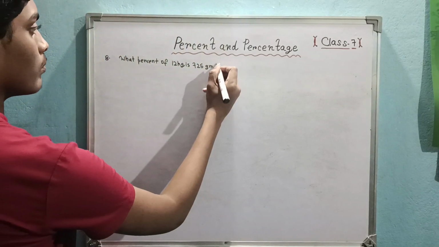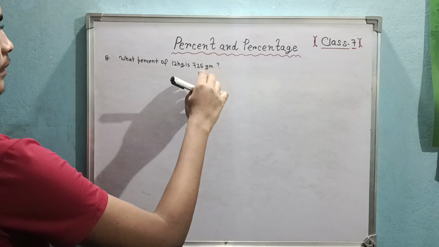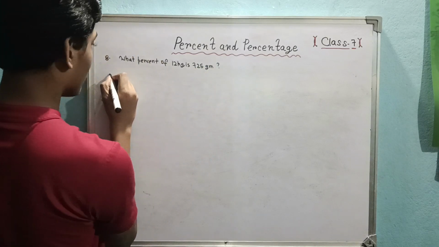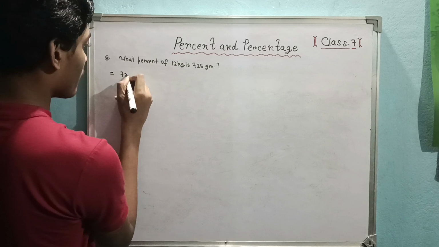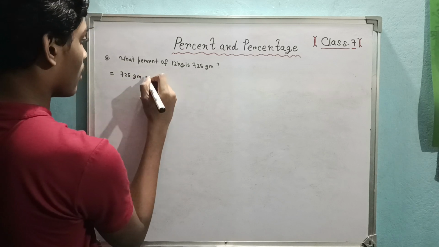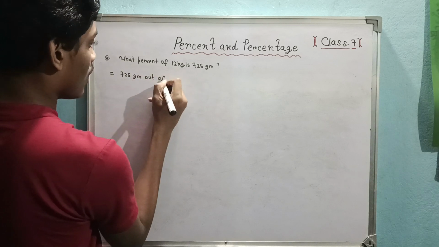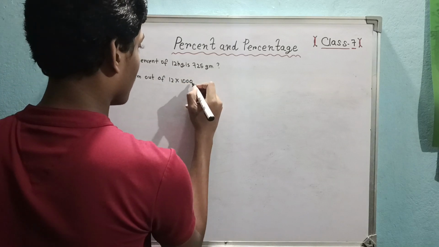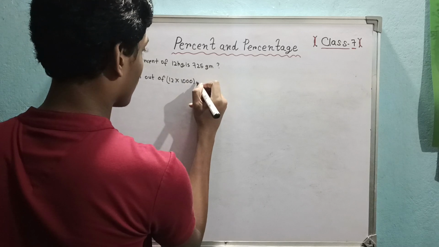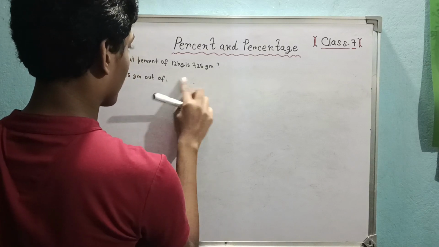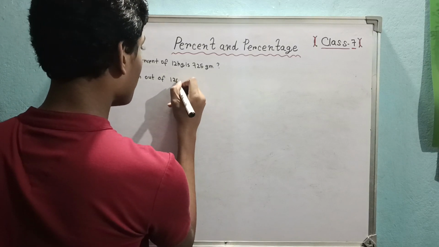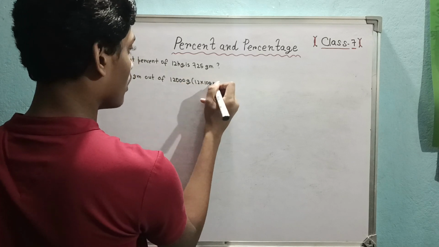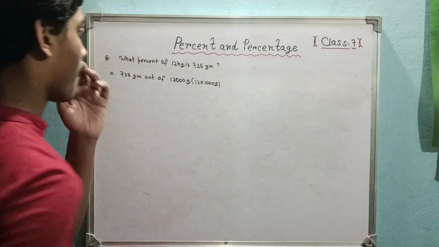So 725 gram out of 12 kg, right? So I can write this as 725 gram out of 12 into 1000. Okay, not like that. Out of 12,000 gram. Why? 12 kg equals 12 into 1000 gram. Okay.